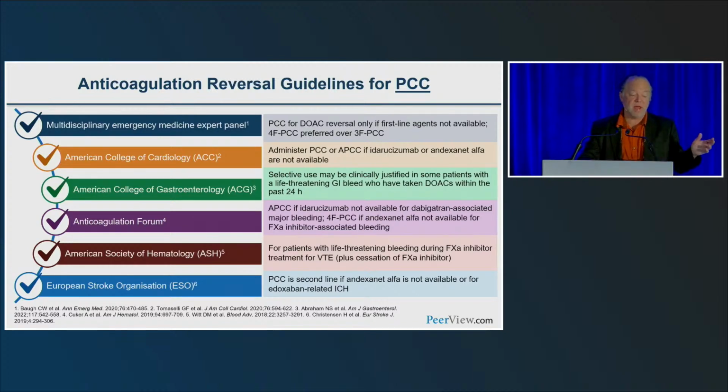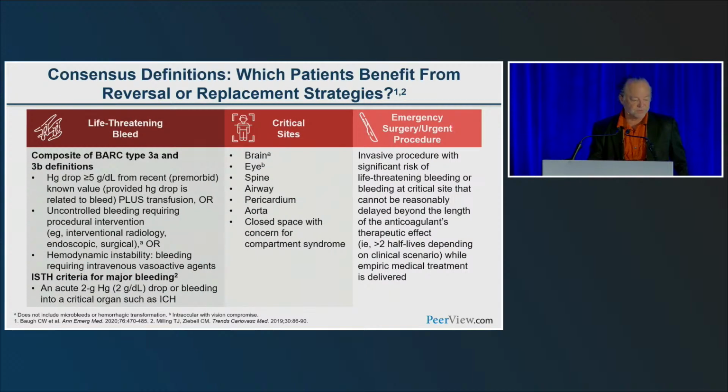ACC: if you don't have access to the first-line agents. Gastroenterologist: may be clinically justified. Anticoagulation Forum: if idarucizumab is not available or Andexxa is not available, you can use PCC. ASH: life-threatening bleeding, as treatment for VTE. And then ESO: PCC is second line. So it's pretty clear that if you have a patient with an identifiable anticoagulation-associated bleed, you should use the appropriate agent for that, and that's the targeted agent, not the more broad reversal.